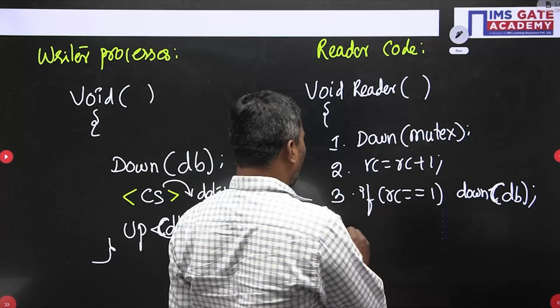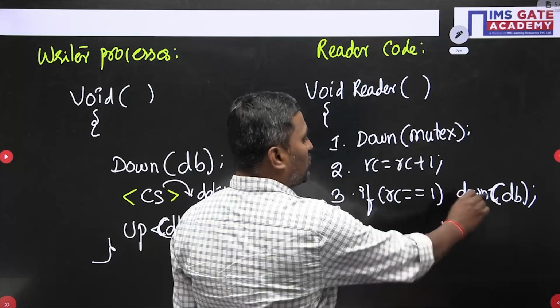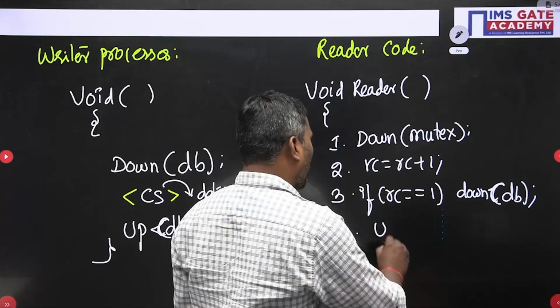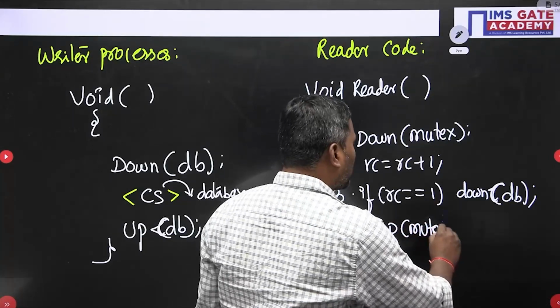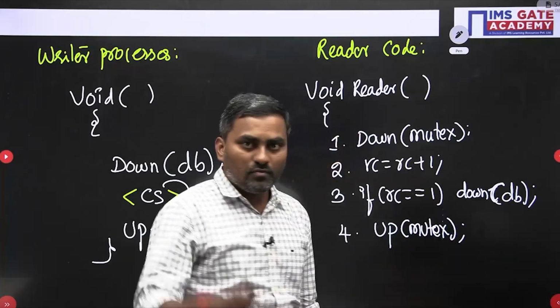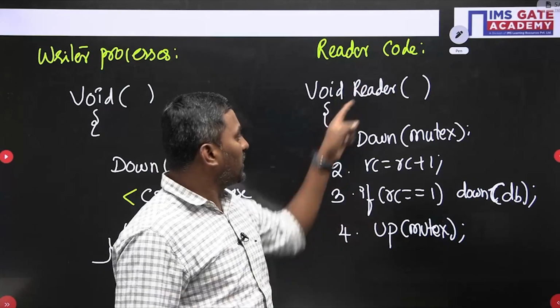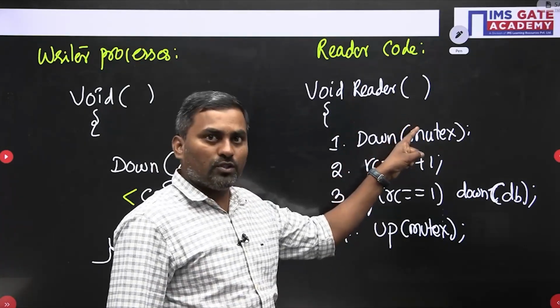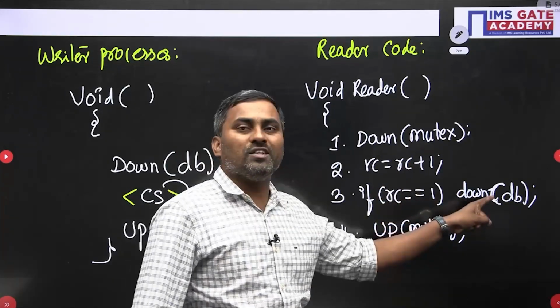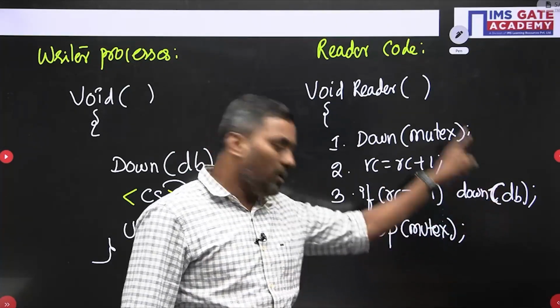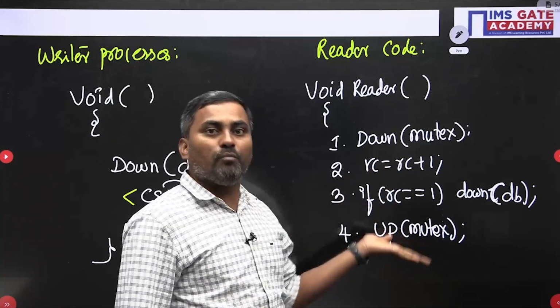How to allow this? The fourth point, you understand here, this work is over. Then first of all you have to up mutex. If I do up mutex, what happens, you see now. First reader came: mutex value 1, 1 down 0 successful. I increment RC equal to 1. RC value 1, so dB value initially 1, 1 down 0 successful, I made it. Then up mutex, mutex value 0, make it 1.